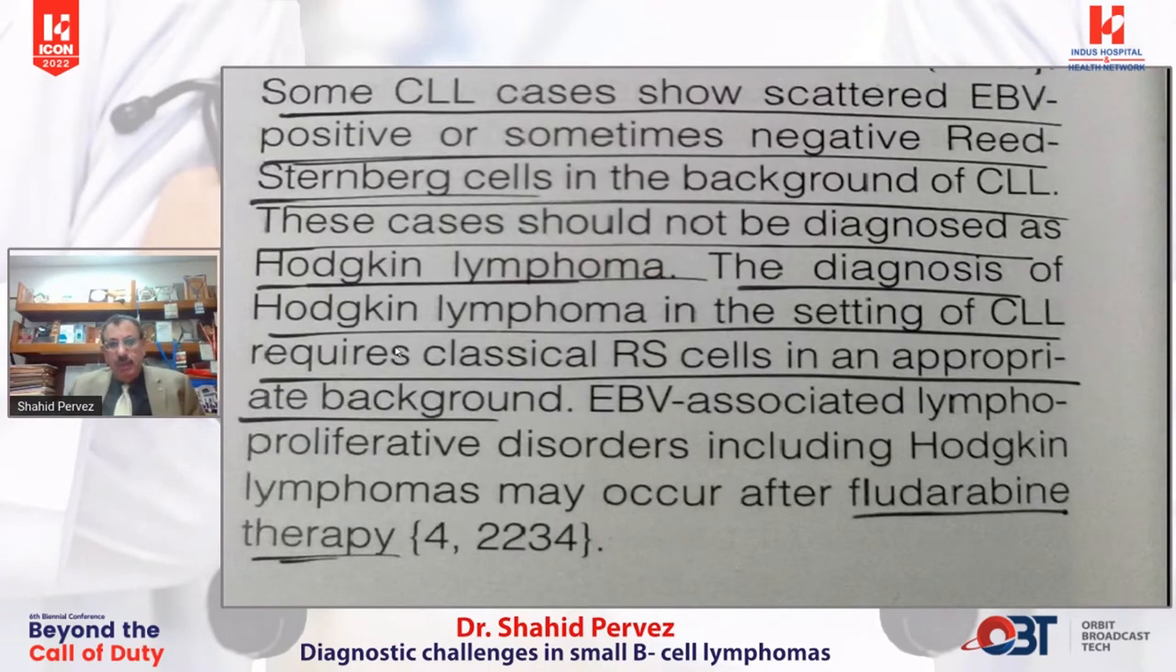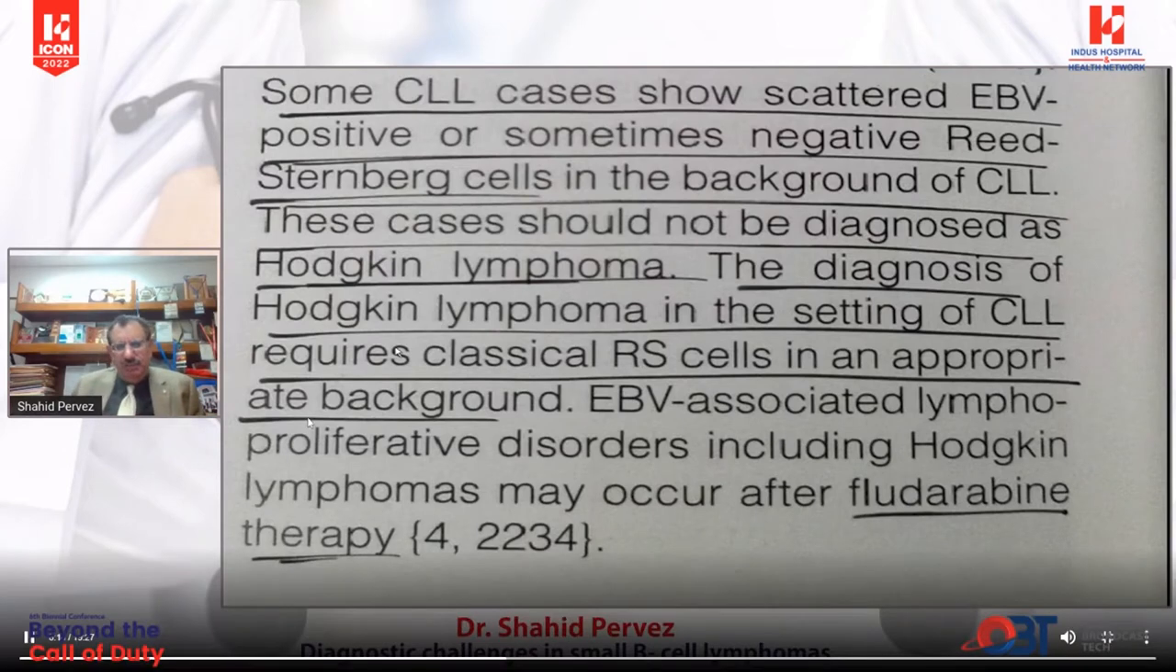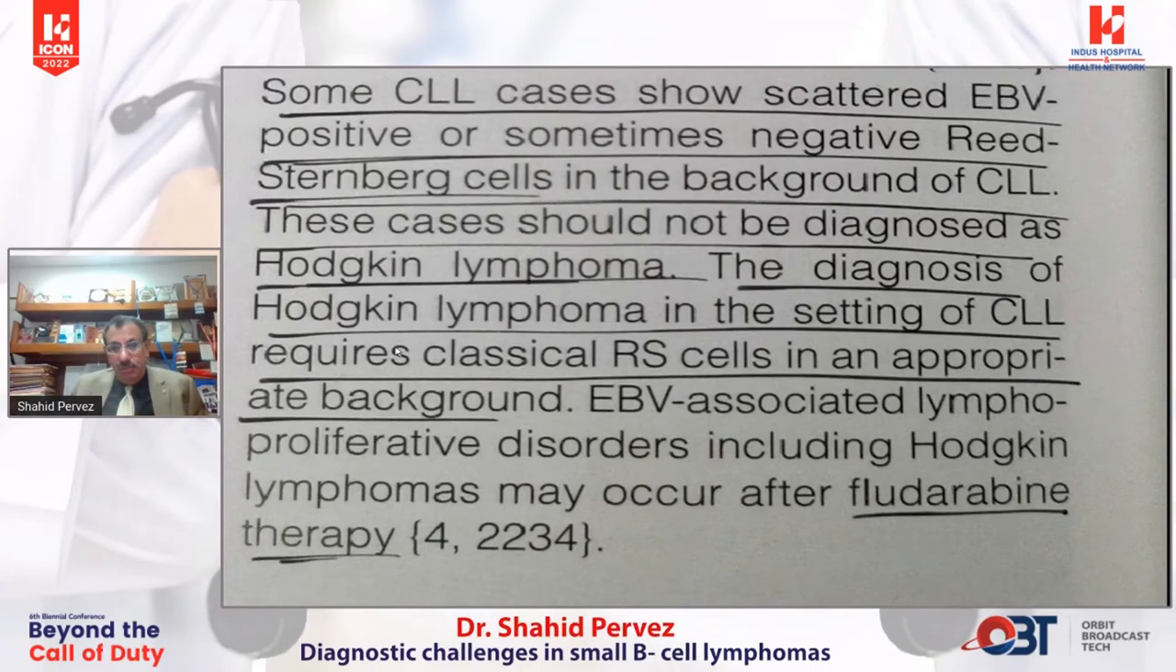So basically, Hodgkin-like cells may be seen in a variety of conditions, infectious mononucleosis, and many other reactive conditions. However, if we don't take into account the microenvironment, then we are likely to call every other case as having Hodgkin cells, because these large atypical cells may be seen in a variety of neoplastic and non-neoplastic conditions. So each tumor has two components, and both are important: actual tumor cells and its microenvironment.